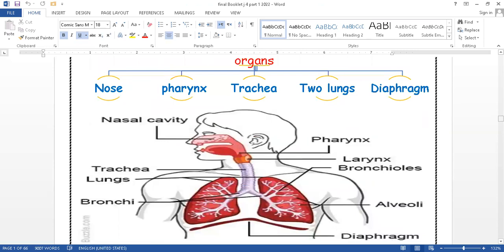Let's start with the main components of the respiratory system. Number one, we will start with the nose. It's the first thing that we will meet in the respiratory system. After that, pharynx. Then trachea. After that, our two lungs, and finally diaphragm.